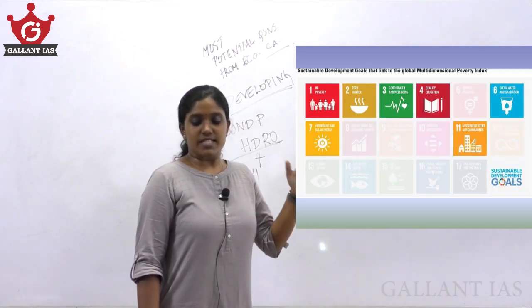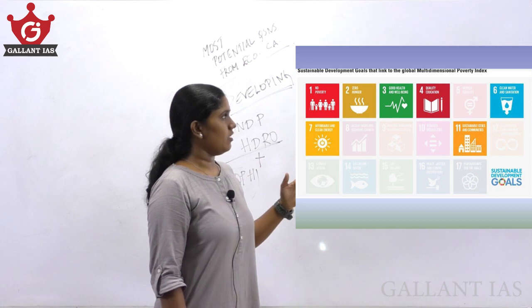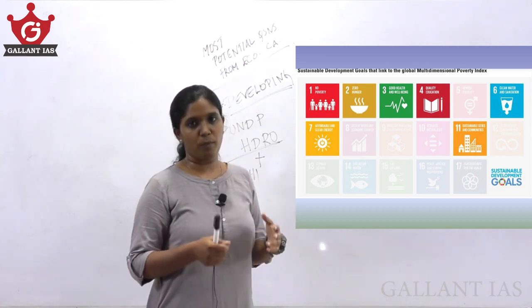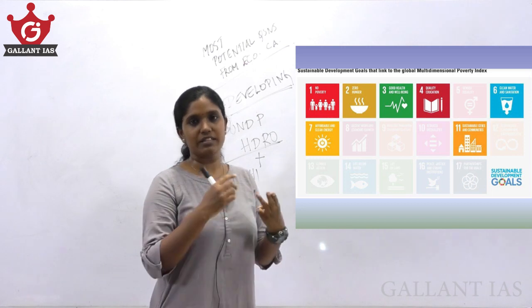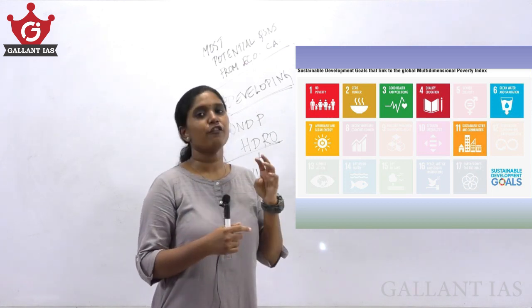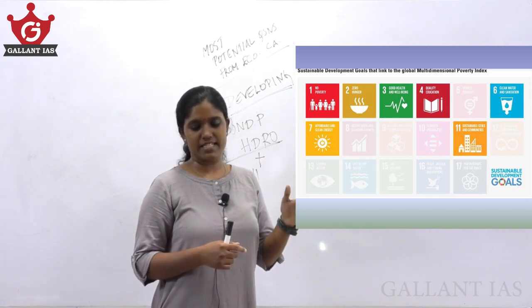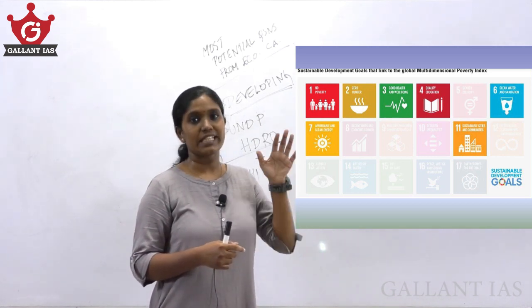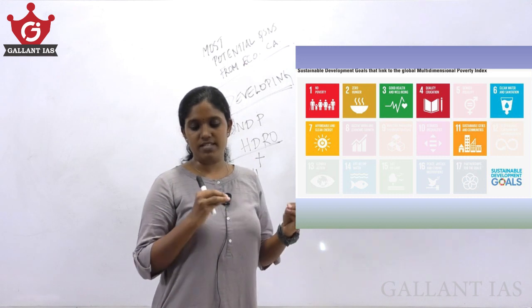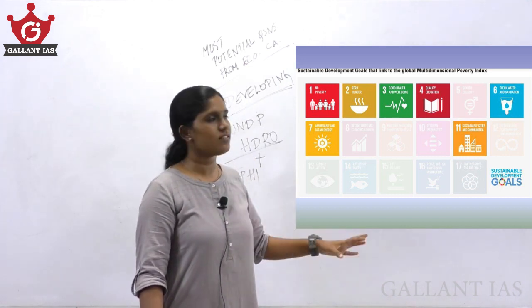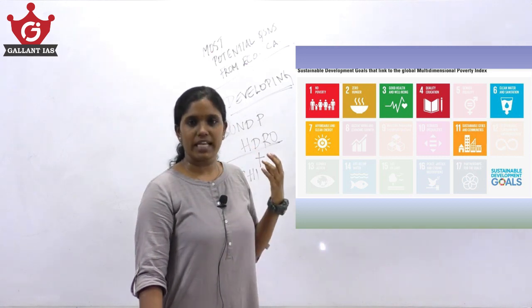So let's look at the Sustainable Development Goals that link to the Global Multidimensional Poverty Index. They are: first, no poverty; 2, zero hunger; 3, good health and well-being; 4, quality education; 6, clean water and sanitation; 7, affordable and clean energy; and 11, sustainable cities and communities. These are the SDG goals that are linked with the MPI.